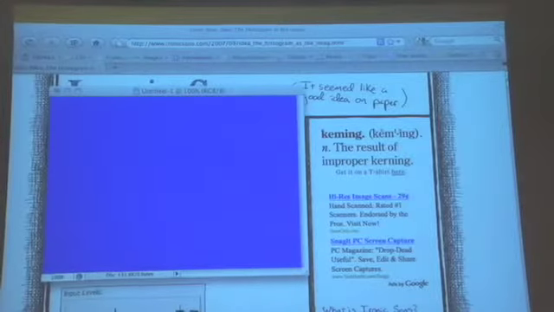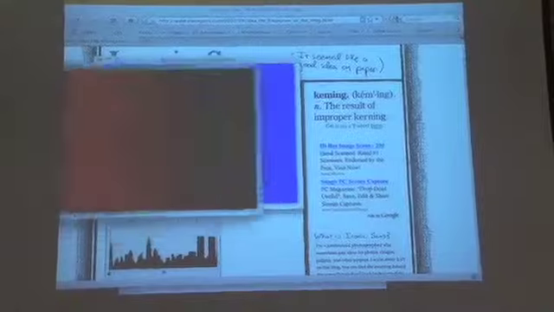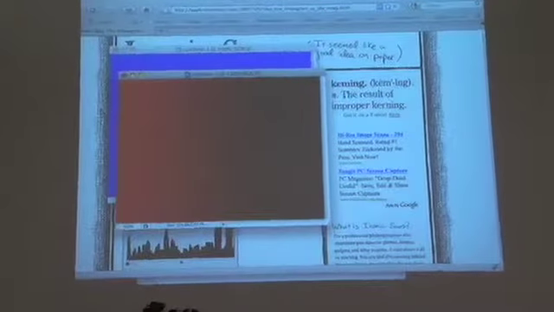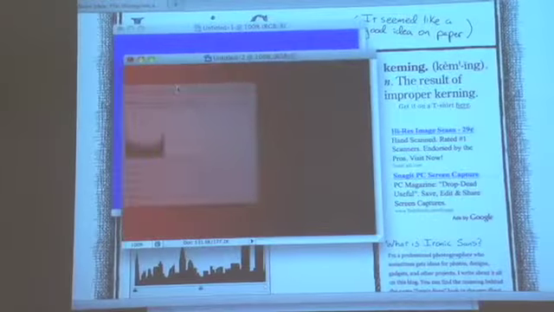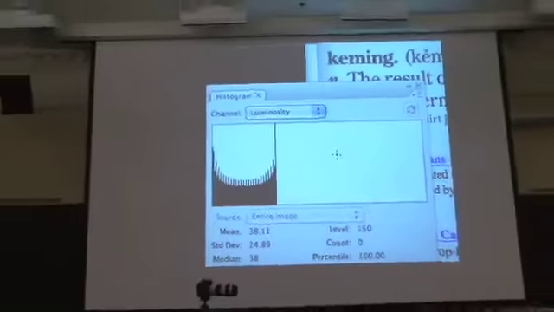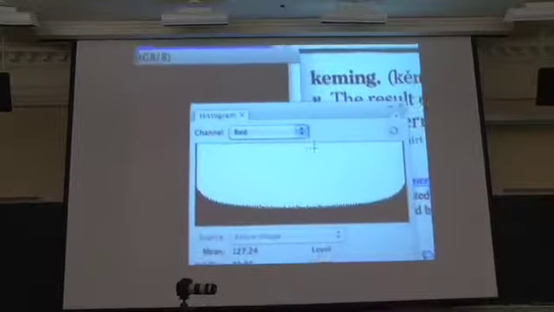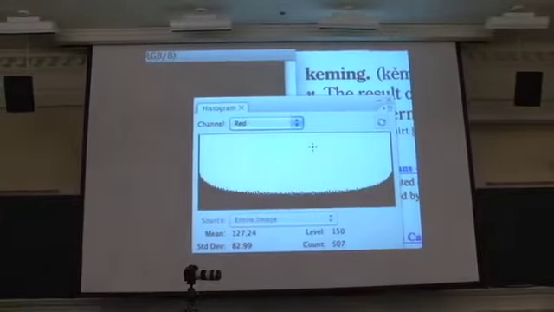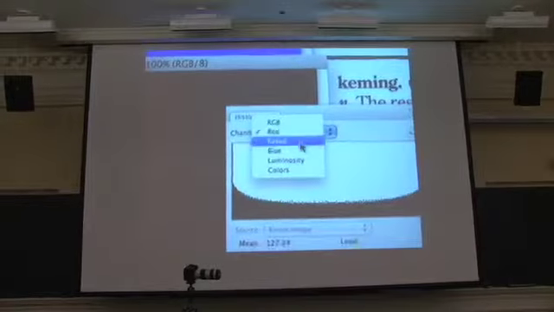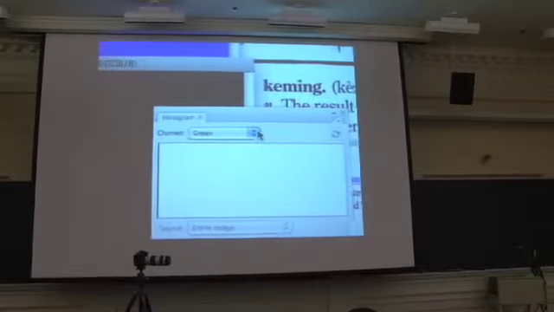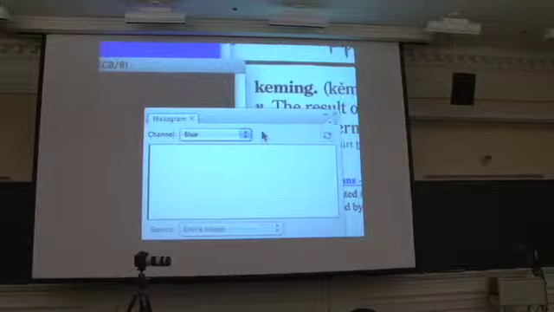In fact, during the break, I quickly made up that exact image. So we have here a gradient that goes from red all the way to black, and here the Photoshop window that shows us the histogram. You can see this is the luminosity histogram that we determined. We can look at the red channel only, and it goes from completely black to completely red. Green channel, complete absence of it. Blue channel, complete absence of it.